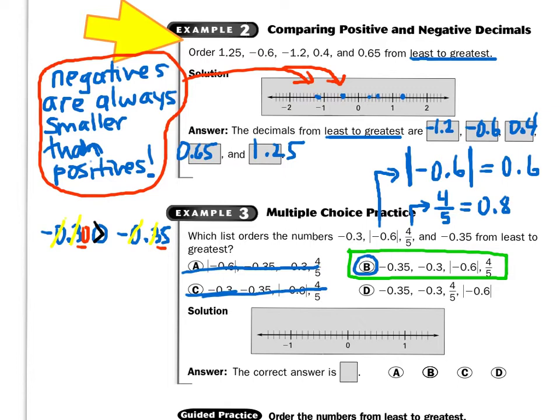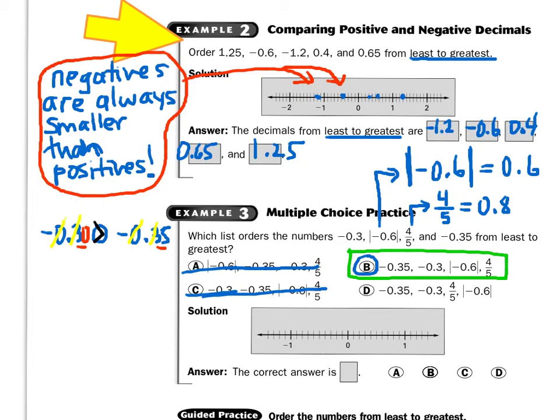Okay, and so I used the number line. It can definitely help you. And then you just read them. Since they want us to order from least to greatest, I just read the number line from left to right. So it would be negative 1.2, and then negative 0.6, and then positive 0.4, positive 0.65, and positive 1.25, sorry. Okay, take a look at example 3.